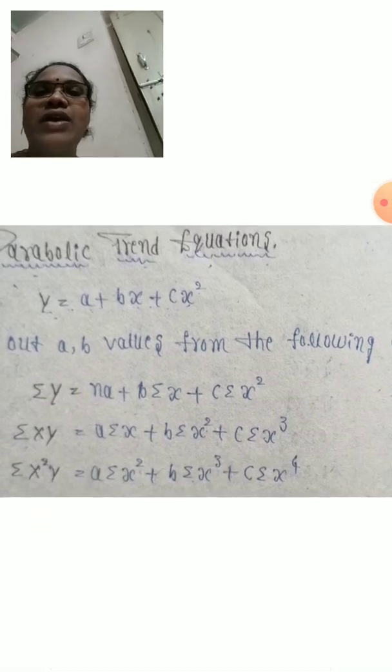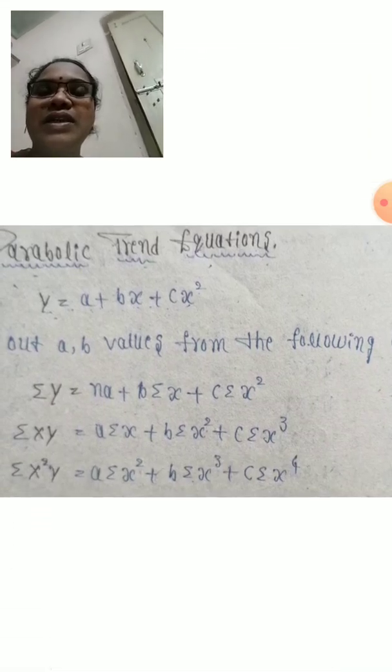Now we have to see the parabolic trend equation. Next, these are very important problems. y equals a plus bx plus cx square. Find out the a, b, c values from the following. Sigma y equals n into a plus b sigma x plus c sigma x square. Sigma xy equals a sigma x plus b sigma x square plus c sigma x cube. Sigma x square y equals a sigma x square plus b sigma x cube plus c sigma x power 4.